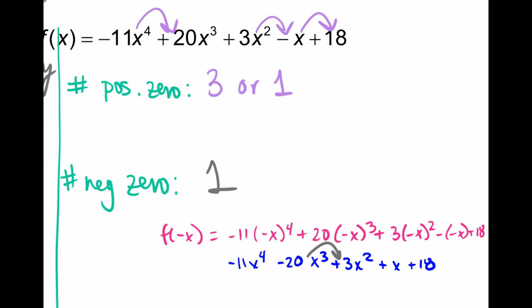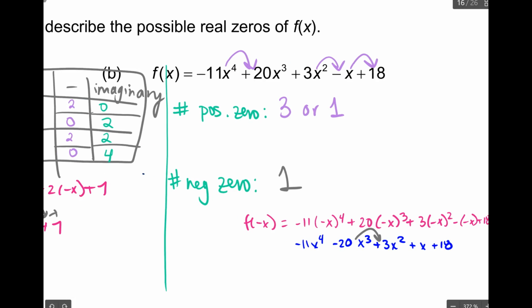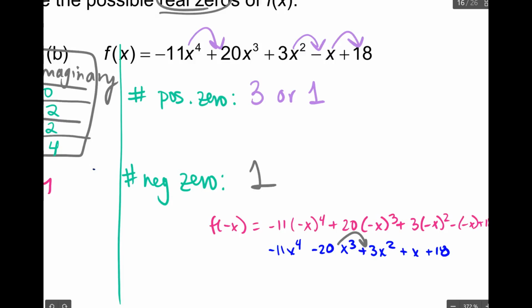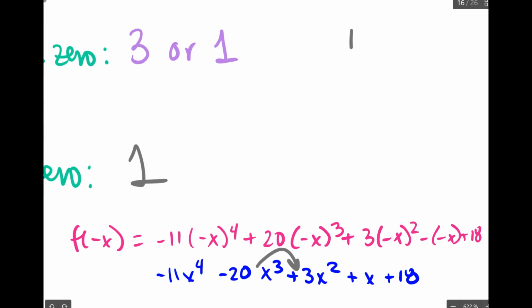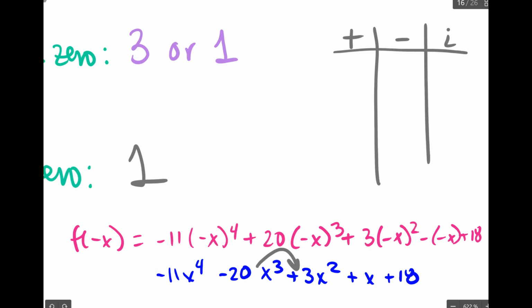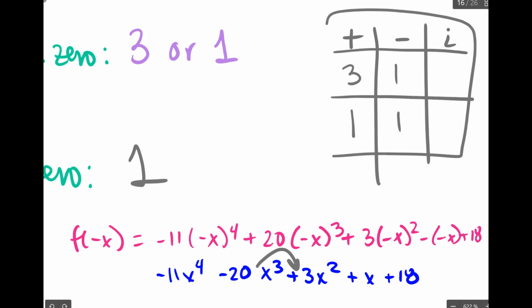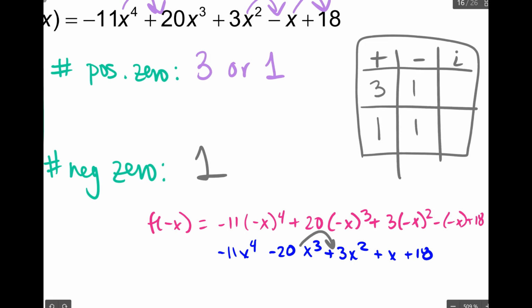Interesting. Okay. Remember, we want how many real zeros there are. So we could do the same exercise that we did before, where I have positive, negative, and imaginary zeros. So either I have 3 or 1, and 1, and 1. Because every single time I'm only going to have one for my negative. I only have 1 negative zero.